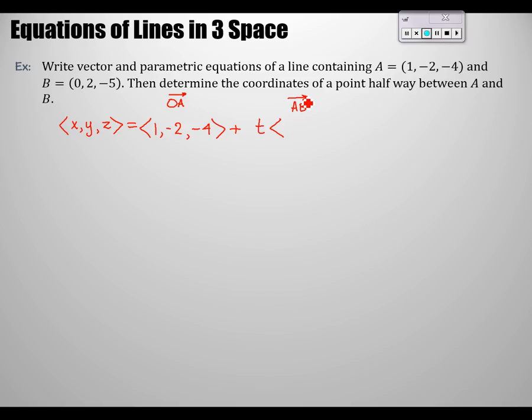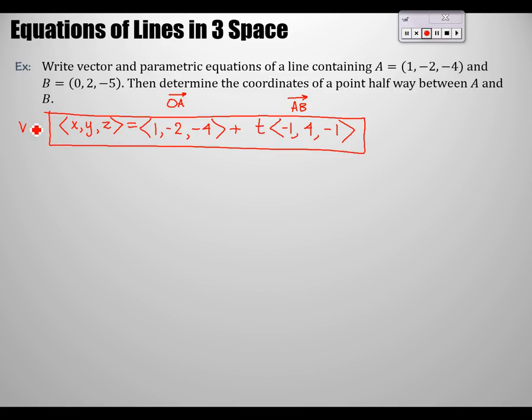So help me out here. 0 minus 1 is -1. 2 minus -2 is 4. And -5 minus -4 is -1. Check my arithmetic, please.